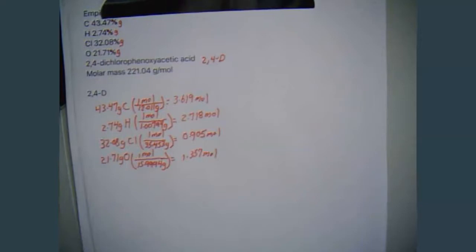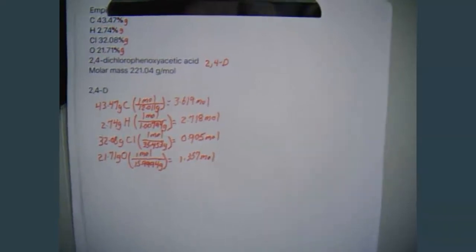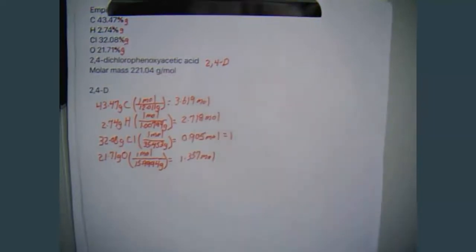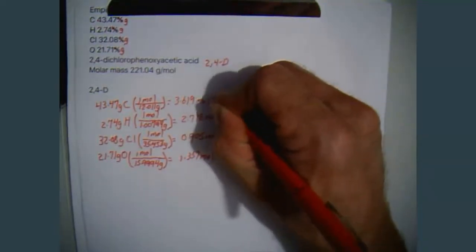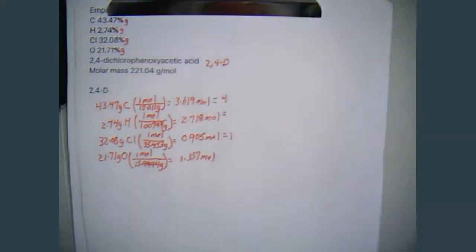Okay, now that we have our moles of each of our elements, the next step is to divide through by the smallest number. The smallest number here is 0.905. Anything divided by itself is equal to 1. So I'm going to take 3.619 and divide it by 0.905, and we get 3.998. That is close enough to a whole number where we can round.